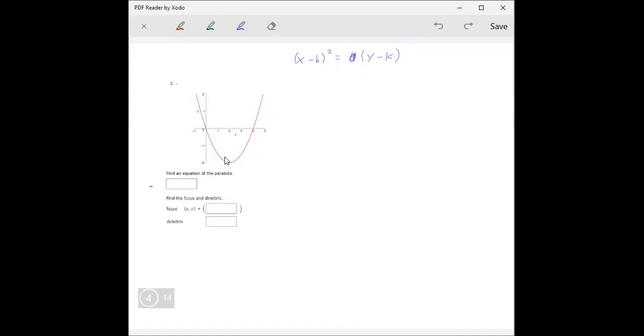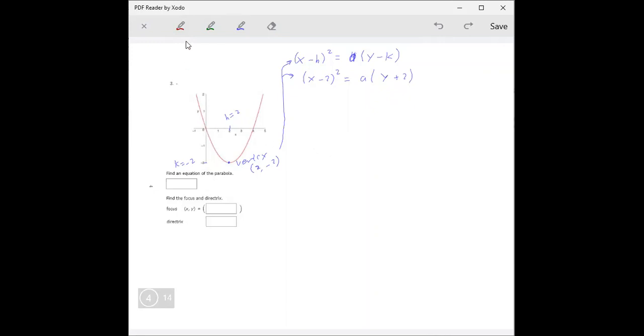And from the graph, we can tell that the vertex is at 2, -2. The x component is 2. Okay, so that's our h. And our y component is -2. So k is -2. So we can put those values into here. And that gives us x minus 2 squared equals a times y minus k. Y minus -2, which is y plus 2.